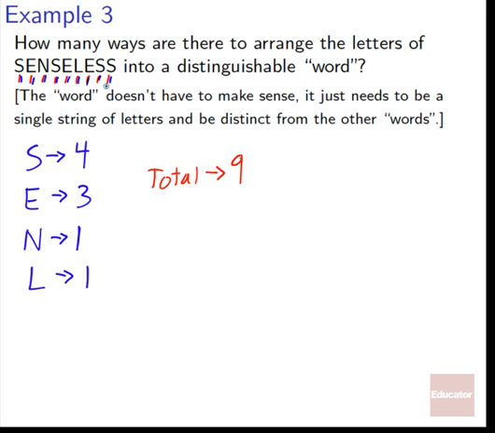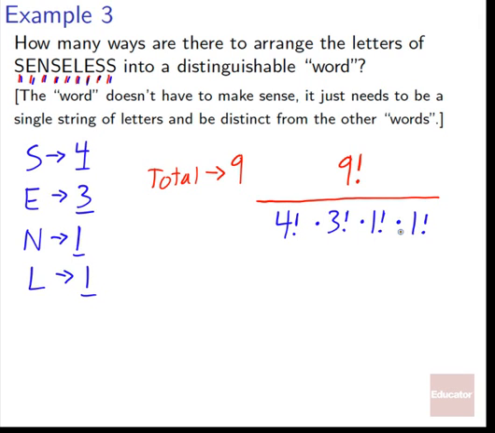So the total ways that we can arrange all of these letters is 9 factorial. But then we divide by each of the ways that we can order the types of letter, because we don't care about the order the S's come in. They're all the same to us, so it doesn't matter which S comes first. So we have 4 S's, so 4 factorial, times 3 E's, 3 factorial, times 1 N, 1 factorial, times 1 L, 1 factorial. So 9 factorial divided by 4 factorial times 3 factorial times 1 factorial times 1 factorial.